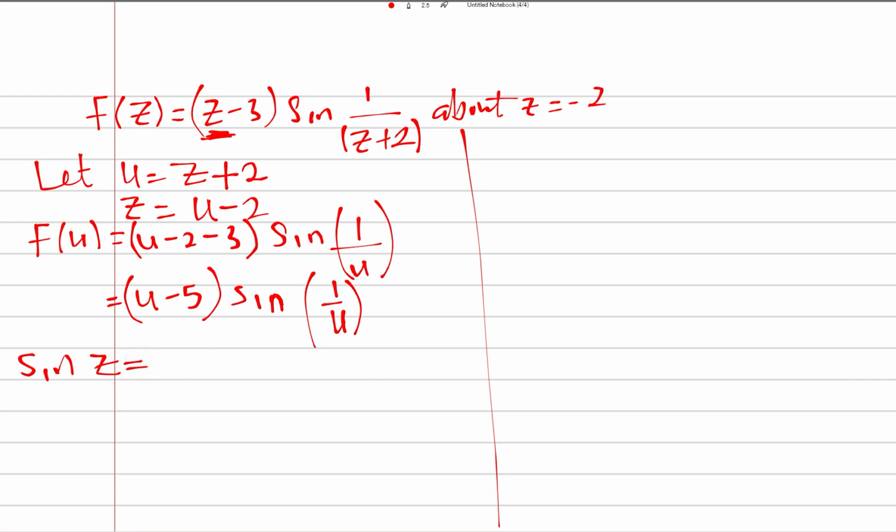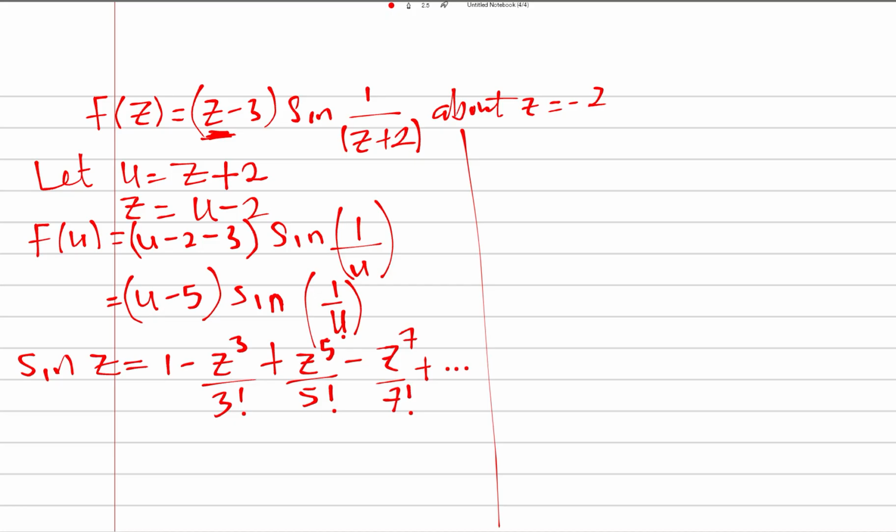So what is the value? 1 minus z raised to power 3 over 3 factorial, plus z raised to power 5 over 5 factorial, minus z raised to power 7 over 7 factorial, plus dot dot dot. So that is how this one is.